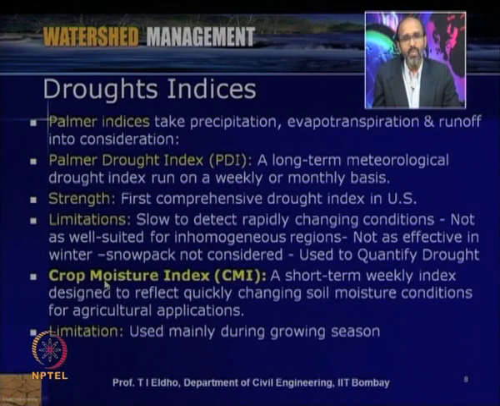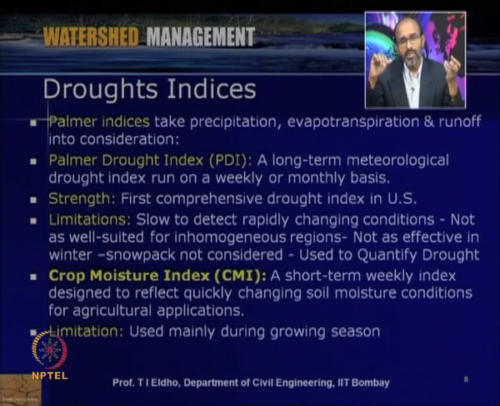And then another type of index is especially related to agricultural droughts. That is the so-called crop moisture index, CMI. This index is a short-term weekly index designed to reflect quickly changing soil moisture conditions for agricultural applications. Especially, this is used for agricultural regions.